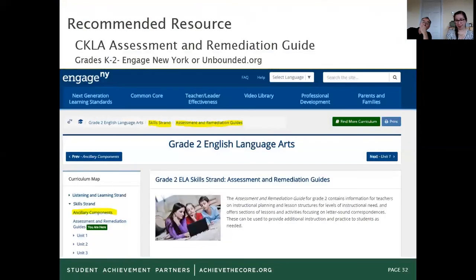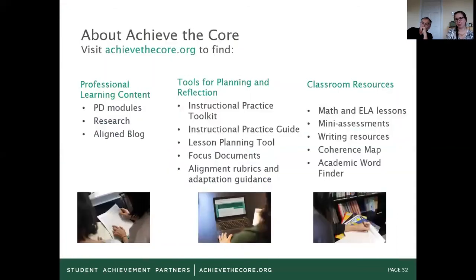No recommended reading specifically, but a resource that we thought you might be interested in is on EngageNY, also available on CKLA's website or on UnboundEd's website. There are something called the Assessment and Remediation Guides with each grade, kindergarten, first and second grade. I've highlighted here where you can find them if you're not used to this website. And you can take a look and just see how many options there are for responding to data and grade level specific tasks that match up with the content of the lessons. So just explore that resource if it is of interest to you.